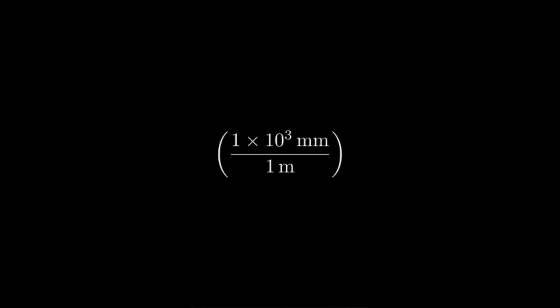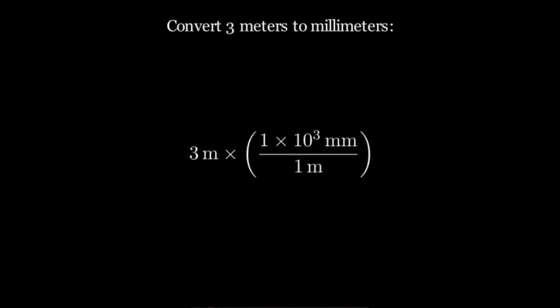Metric unit conversion using engineering prefixes. There are 10^3 millimeters in 1 meter. So we use this conversion factor. Convert 3 meters to millimeters. The answer is 3 × 10^3 millimeters.